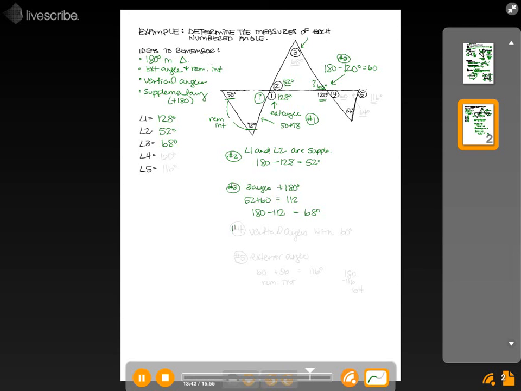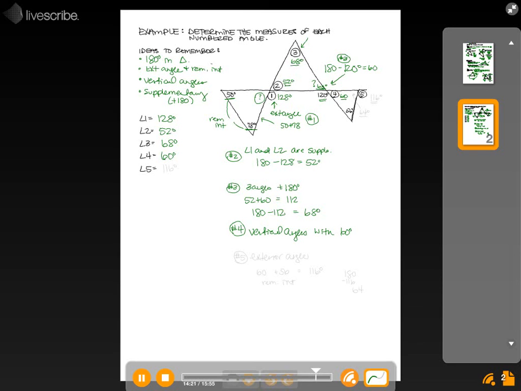Angle 4, it's vertical angles with that 60 degrees. Okay, and we said vertical angles are always going to be congruent. Now you could use that idea of supplementary, that the 120 and the angle 4 make a straight line, so I could do 180 minus 120, and I could get angle 4. But since we already found the one across from it, we're just going to say it's 60 because it's vertical angles. Forgot to add angle 3 in there, 68.